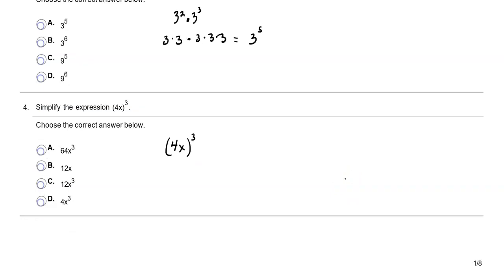Simplify the expression (4x) to the third power. Again, the base is the 4x, the exponent is the 3. So we are multiplying 4x three times, and 4 times 4 times 4 is 64, and x times x times x means that we have three x's. That gives us x to the third. So the answer is 64x to the third.